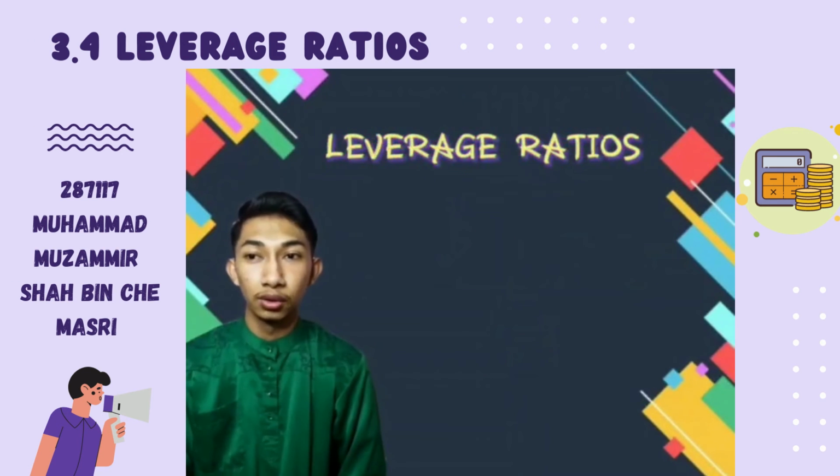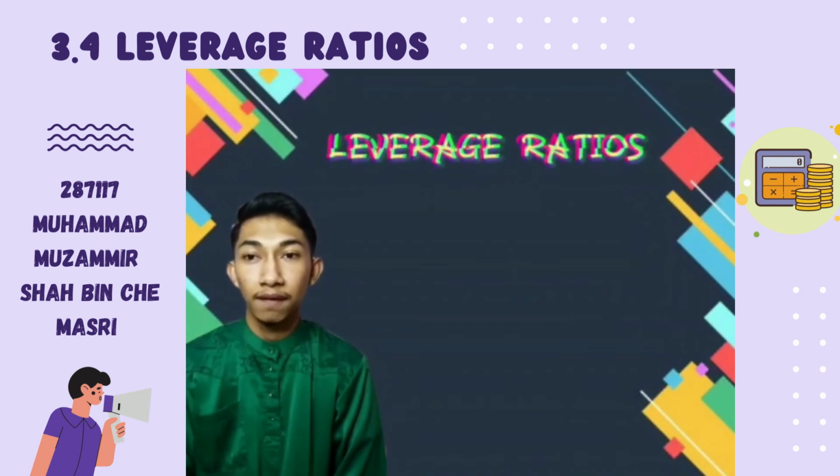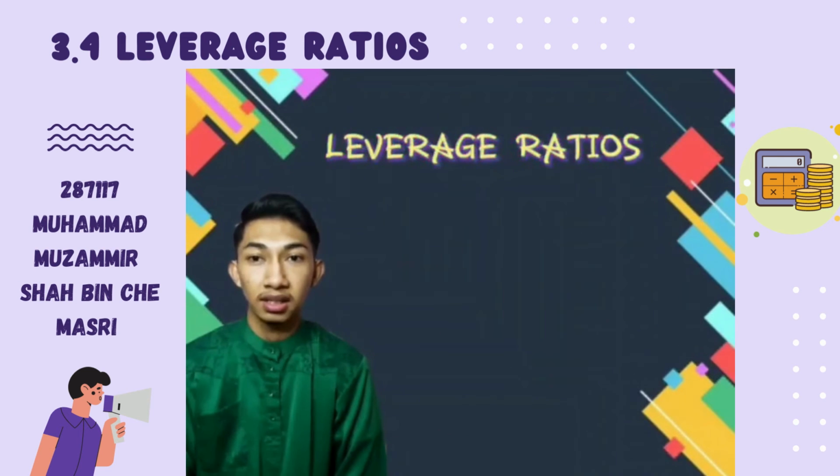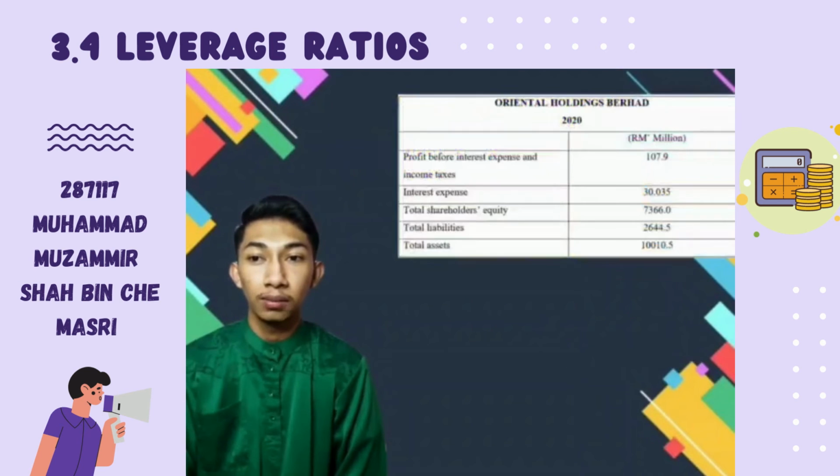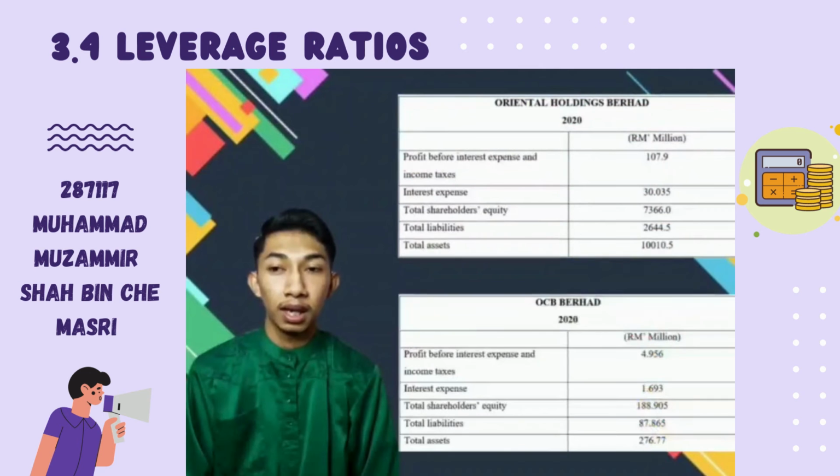For leverage ratio. Leverage ratio is one of several financial indicators that assess a company's ability to meet its financial obligations by looking at how much money comes from debt. This is for Oriental Holding Berhad for year 2020. This is for OCB Berhad for year 2020. This data we take from the annual report year 2020 for the two companies.